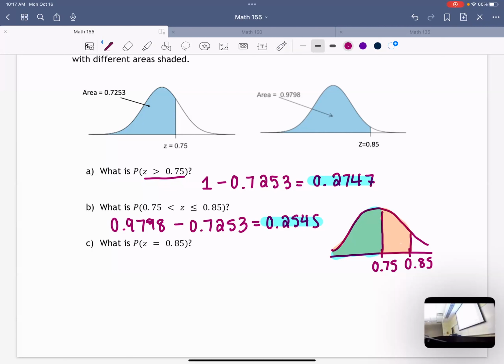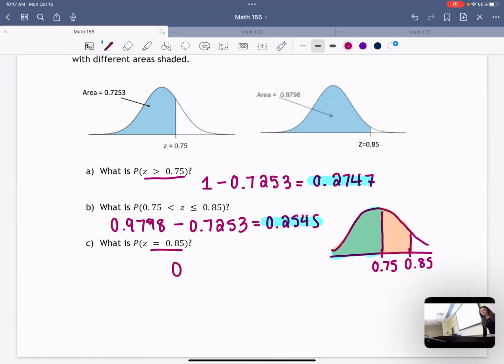Okay. Finally, if I want to find the probability that z is equal to just one number, what is always the answer? 0, right? 0 is always the answer for an equal to probability. Not because it's not possible, but because the area underneath that 1 point is going to be 0 because it has no width, right?